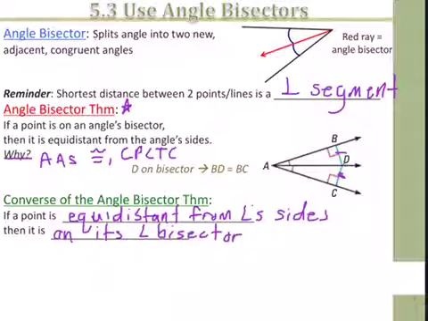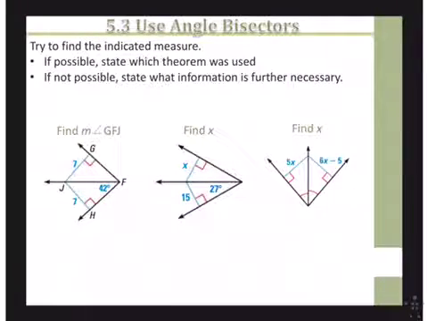Keep this theorem and this converse theorem in mind as we move on to the next page. And actually we do some mathy stuff. So, try to find the indicated measure. If possible, state which theorem was used. If not possible, state what information is necessary further. So for this first example down here, which I will do in purple, I want to find the measure of angle GFJ. GFJ is this guy.